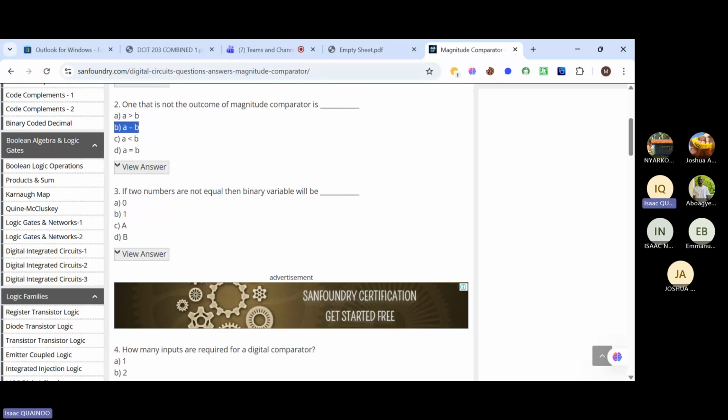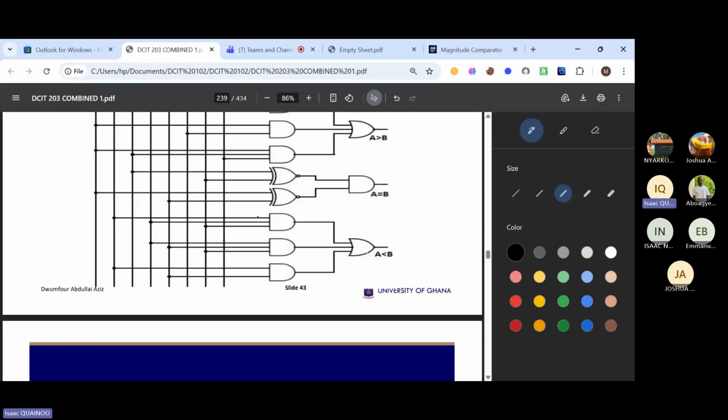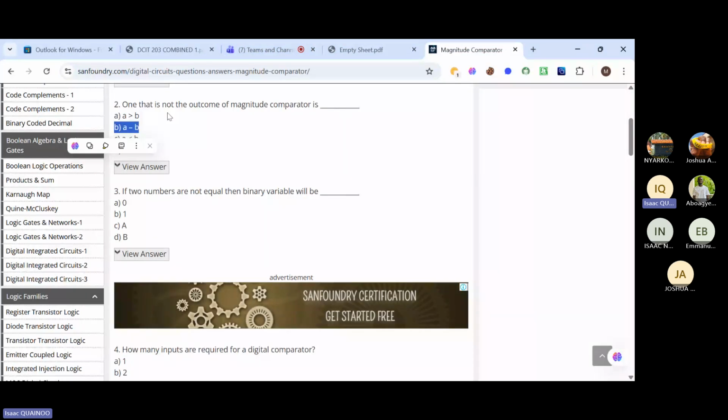B. So please, do you all agree it's B? All right, so we all agree it's B, right? Because you all know that for a magnitude comparator, the set of all possible outputs are A is greater than B, A is lesser than B, and A equals B. So that means that the odd one there is A minus B.